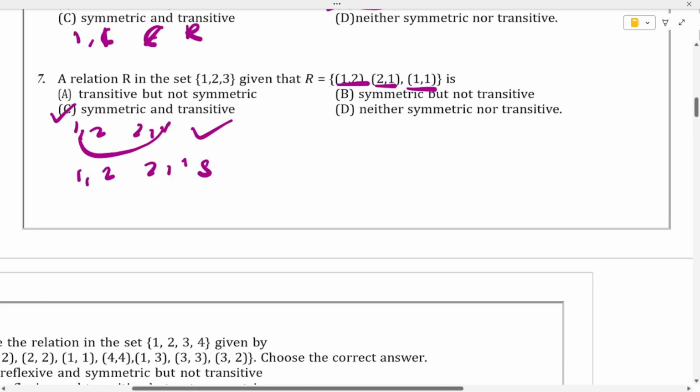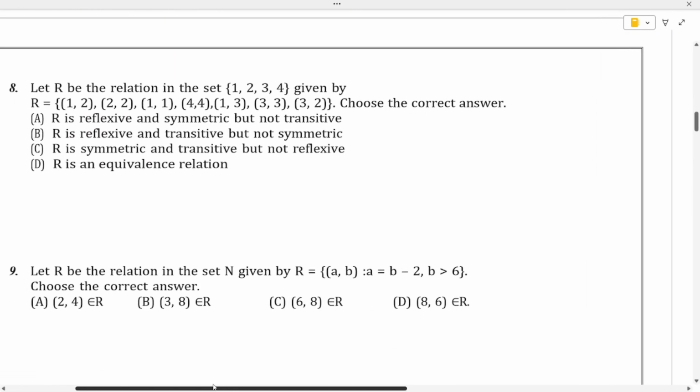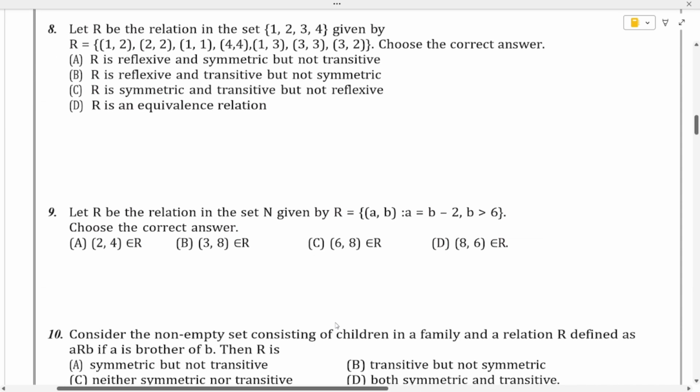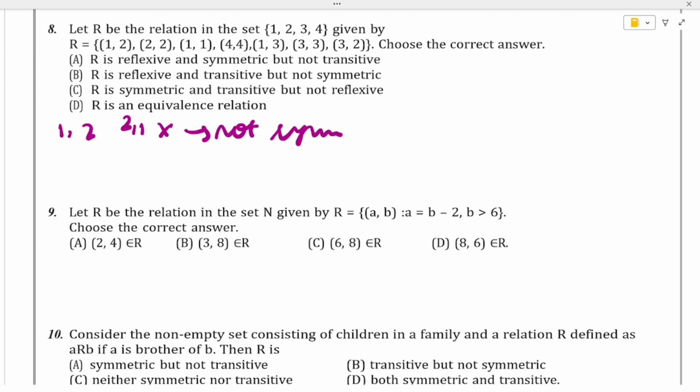Next question you can see here, that is the eighth question. Let R be the relation in the set {1, 2, 3, 4} given by the relation they have given. What is the correct answer that we have to choose? See, (1,2) is there, (2,1) is not there, so it is not symmetric. Now you can see (1,1) is there, (2,2) is also there, (3,3) is also there, (4,4) is also there, so you can say it is reflexive.